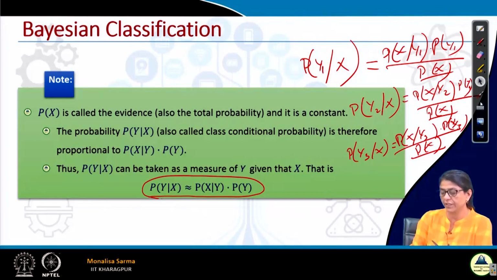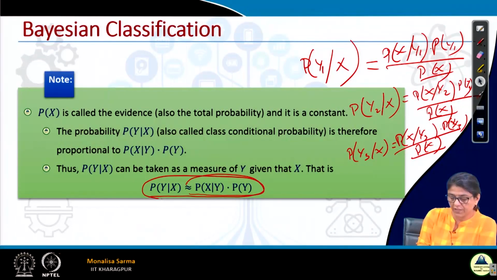So the denominator remains the same, and what changes is only the numerator. It changes based on which class we are trying to find the class conditional probability of. So since the denominator remains the same, we can write this as almost equal to this term, that is, proportionate to this term.